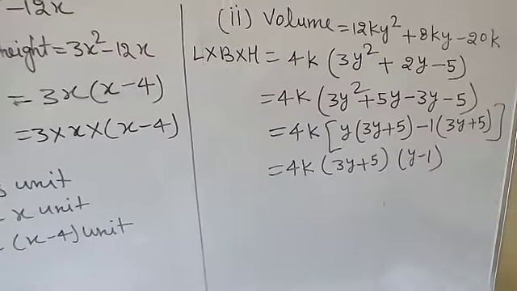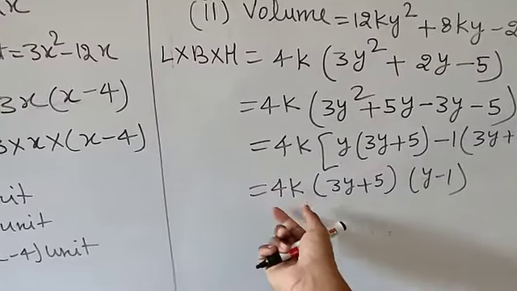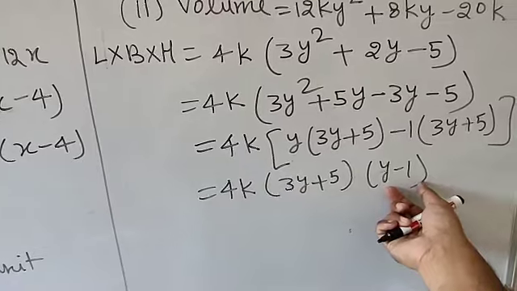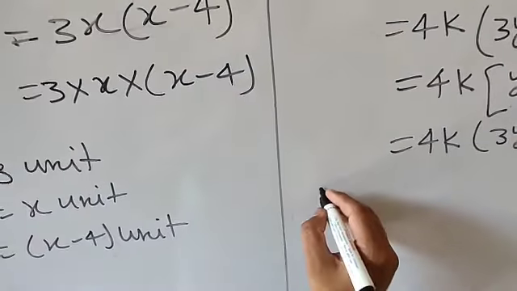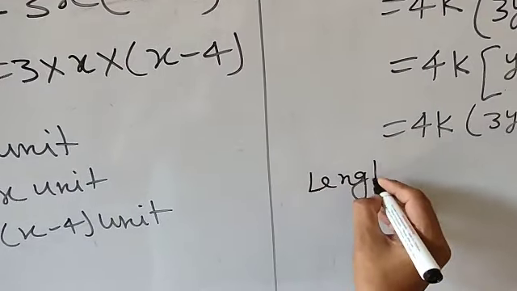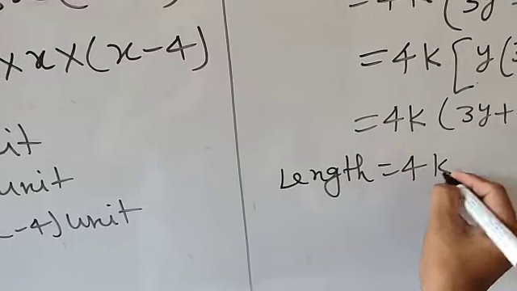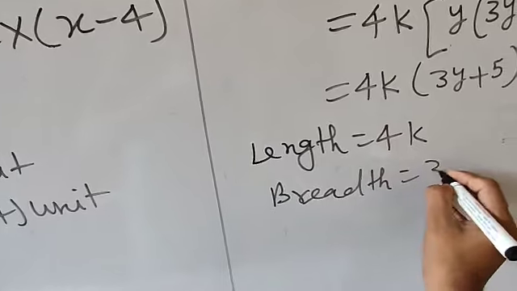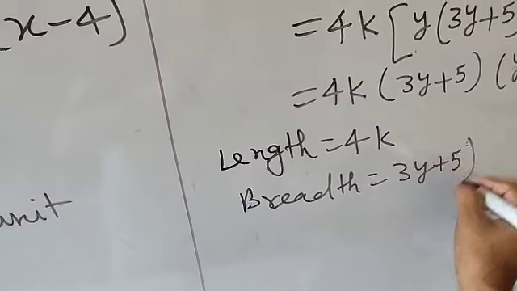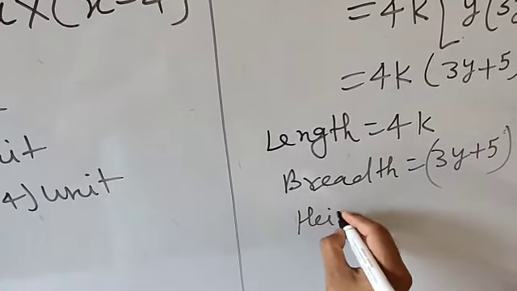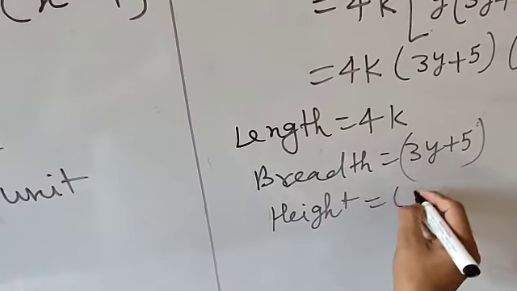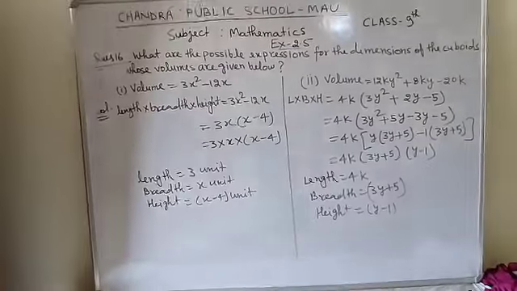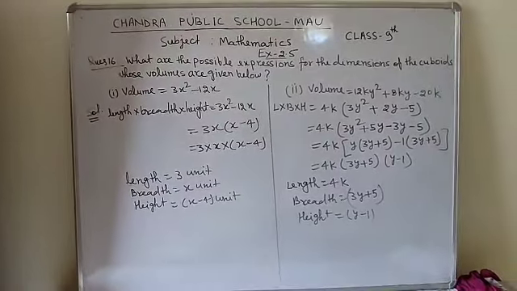So here you can write: length could be 4k, breadth will be 3y plus 5 and height will be y minus 1. So here you can write length equal to 4k, breadth equal to 3y plus 5 and height equal to y minus 1. So that is the solution of question number 16.